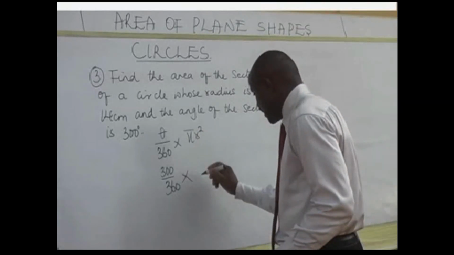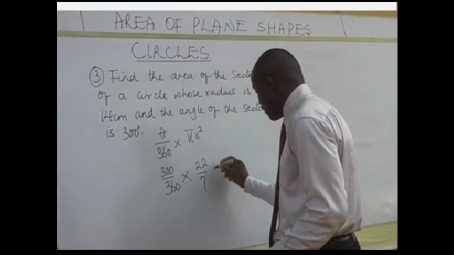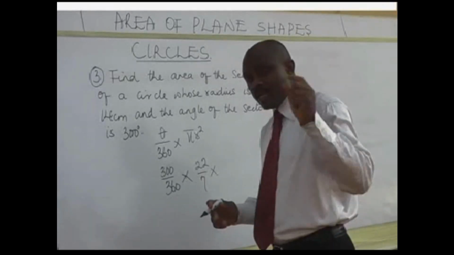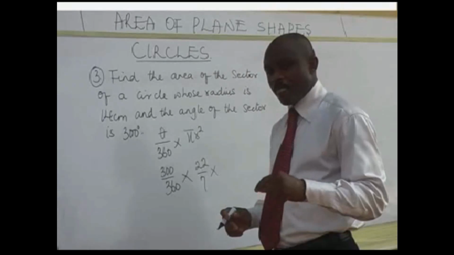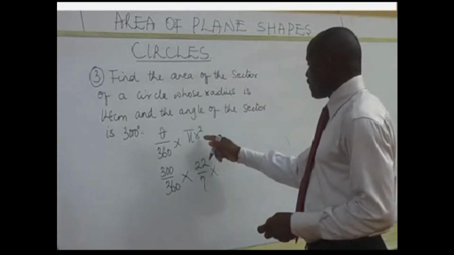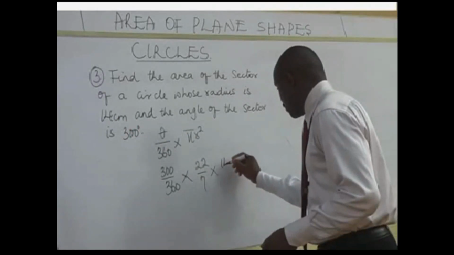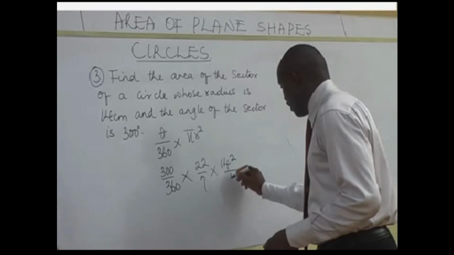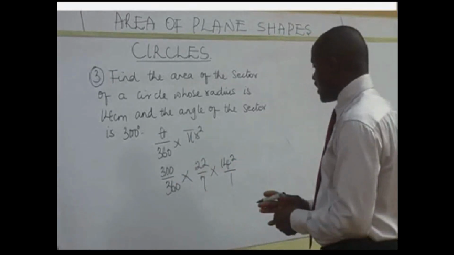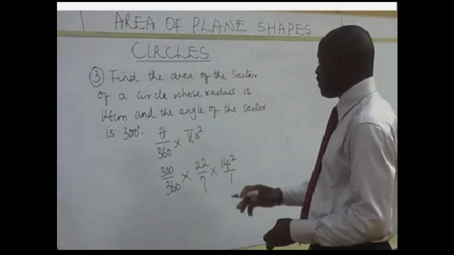Times pi is 22 all over 7. The approximated value of pi, not the exact value of pi. The exact value of pi is beyond this level. Times the radius of the circle, they said, is 14. So we have 14 squared all over 1. If you finish multiplying out this and dividing, we are going to get the value for the area of that sector.